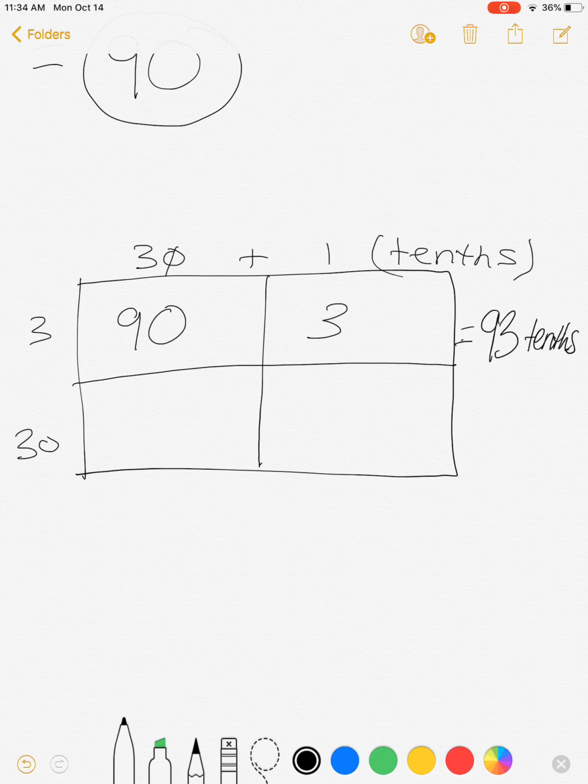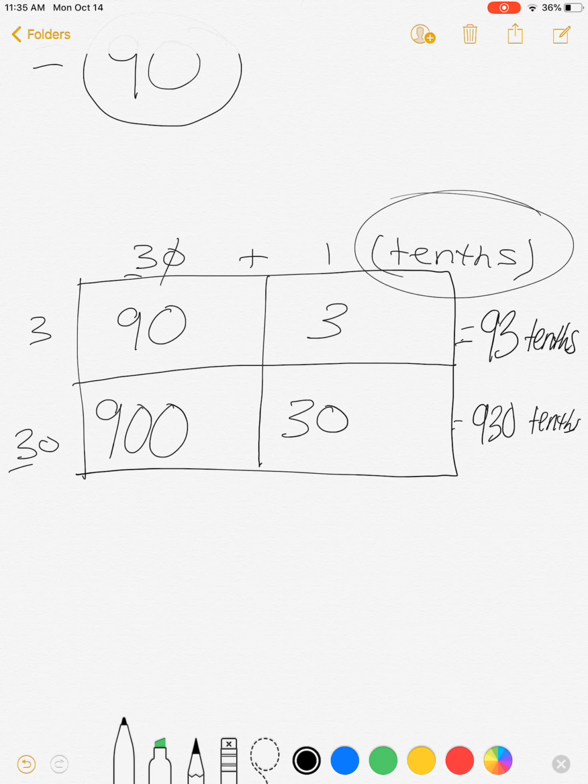And then erase that mark. 3 times 3 is 9. Bring over that 0, bring down that 0. It's 900. And then 30 times 1 is 30. So I have 930 tenths. The unit is still tenths.